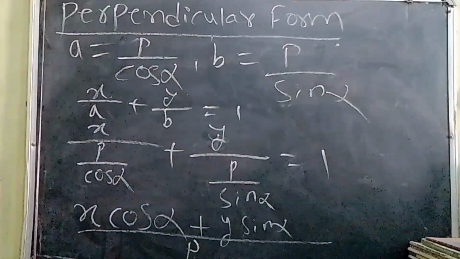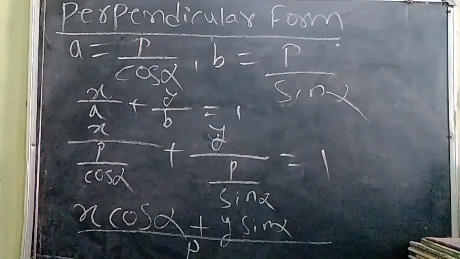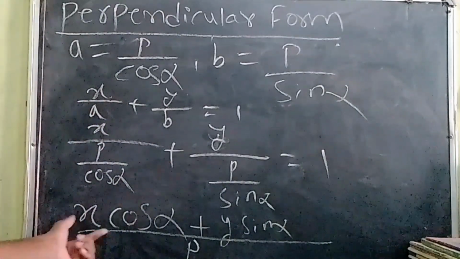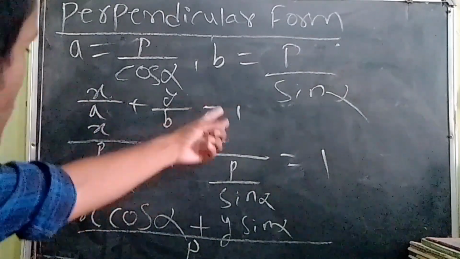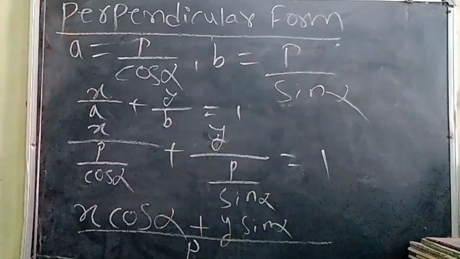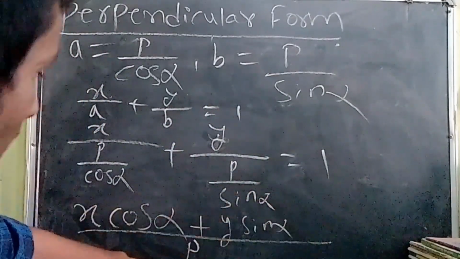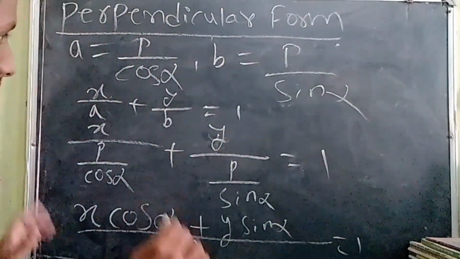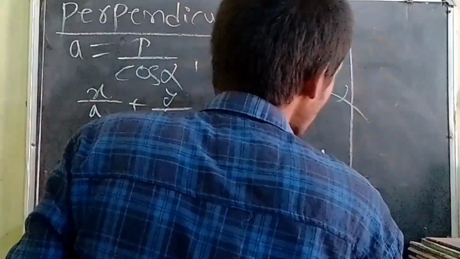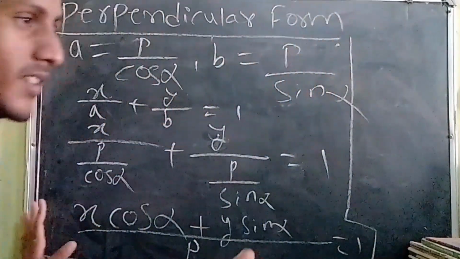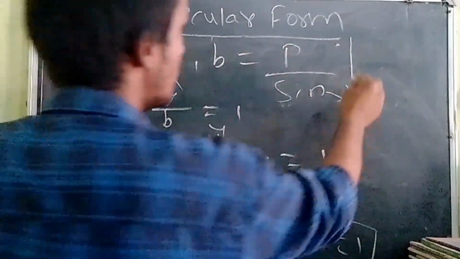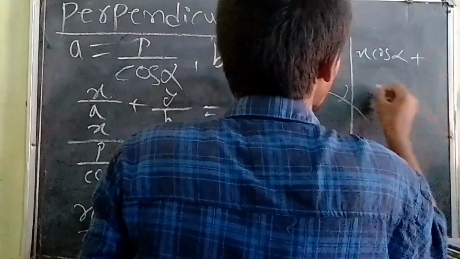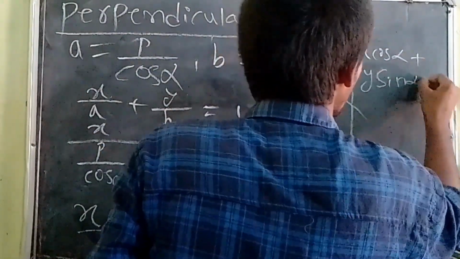What did we do? A little bit of algebraic manipulation. If you solve it, this cosine is going to be above there. So x times cosine alpha will be divided by p, the second will be divided by p, and this will go above here. I can write this all divided by p is equal to 1. We made a lot of progress, and that's the end. We've reached the end. This will be x cosine alpha plus y sine alpha is equal to p.